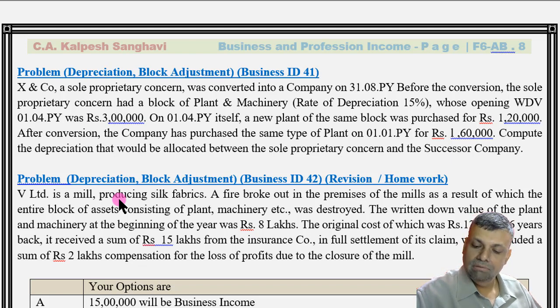On 1st of April itself, a new plant of the same block was purchased for Rs 1,20,000 after the conversion. The company has purchased the same type of plant on 1st of January of the previous year for 1,60,000. Compute the depreciation that would be allocated between the proprietary concern and the successor company.